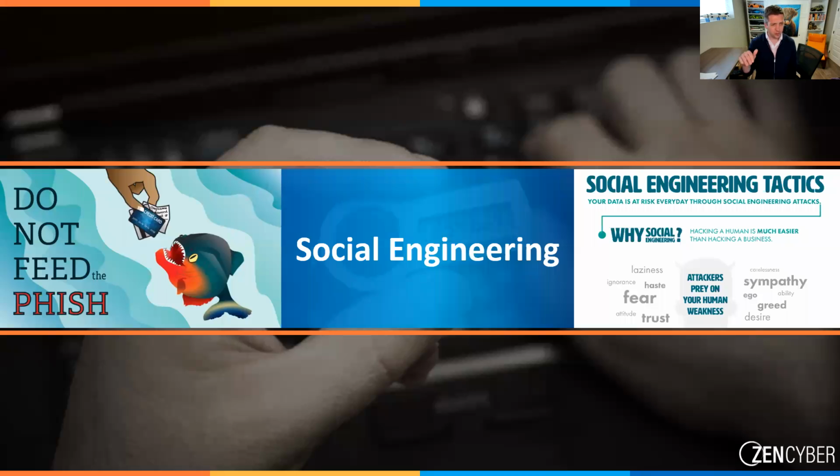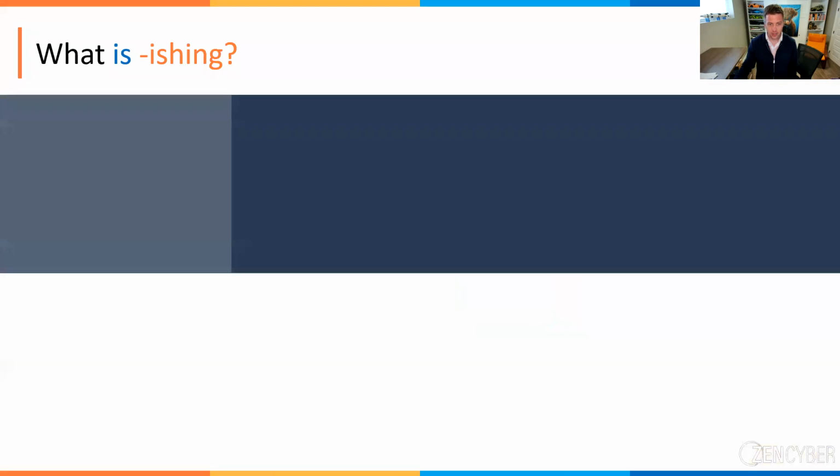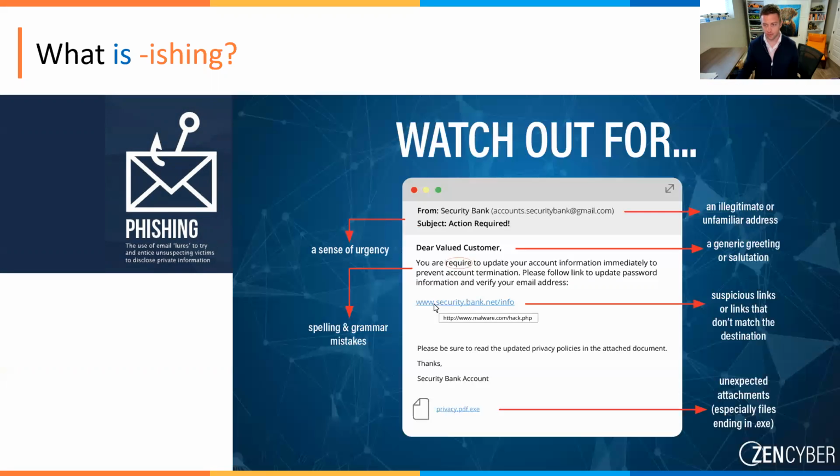I should back up one moment because I'm noticing, down in the bottom right-hand corner here, we've got the logo from Zen Cyber. They are one of our training partners. They create this content and share it with us and allow us to present it to our clients as well. So, phishing. Phishing is the use of emails to try to entice unsuspecting victims to disclose private information.